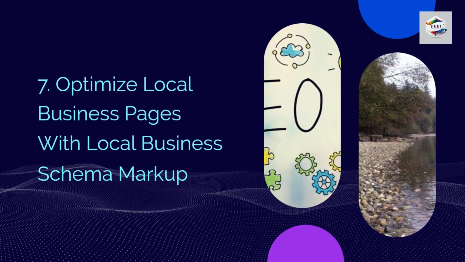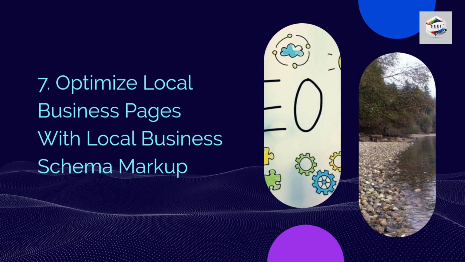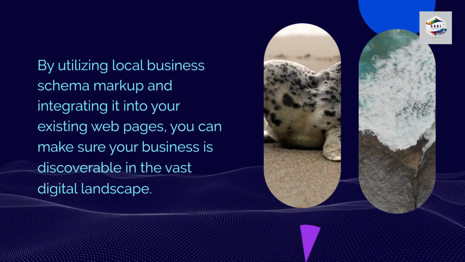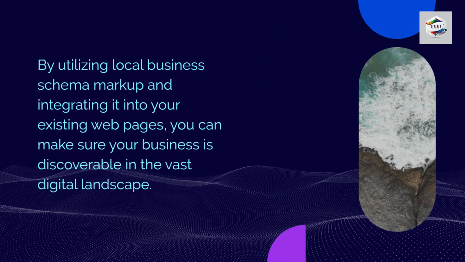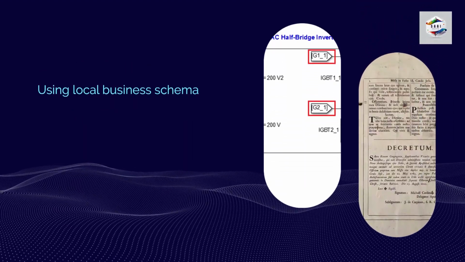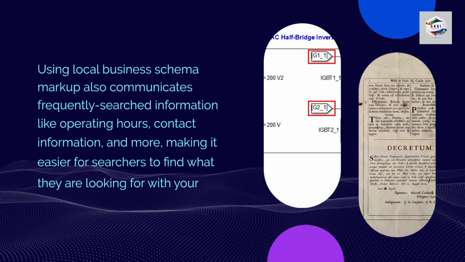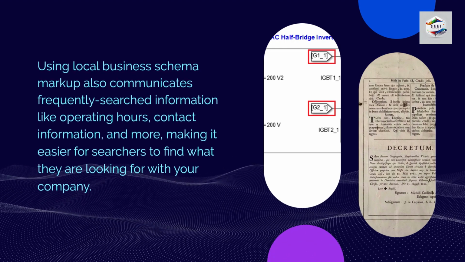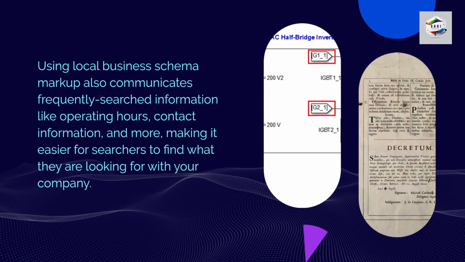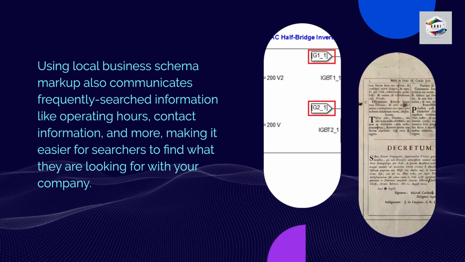7. Optimize local business pages with local business schema markup. By utilizing local business schema markup and integrating it into your existing web pages, you can make sure your business is discoverable in the vast digital landscape. Using local business schema markup also communicates frequently searched information like operating hours, contact information, and more, making it easier for searchers to find what they are looking for with your company.